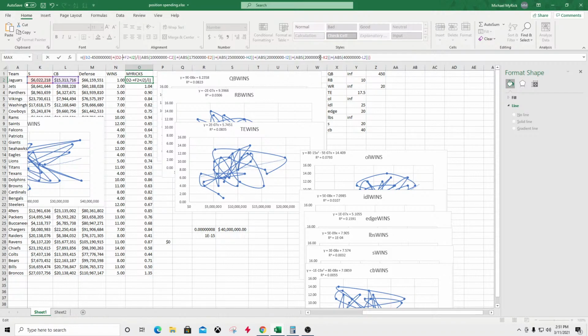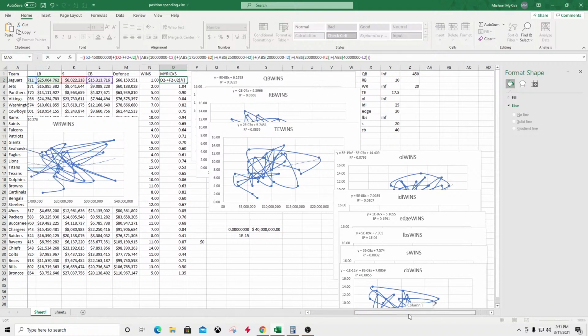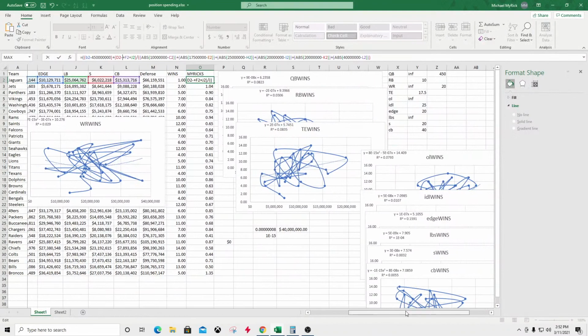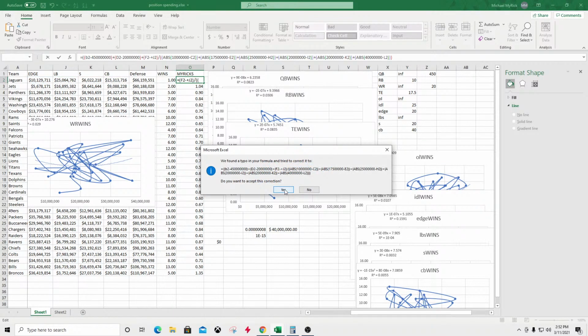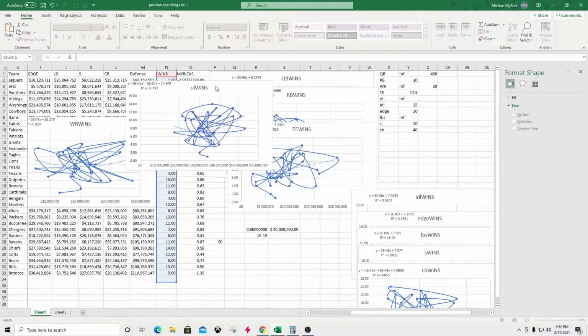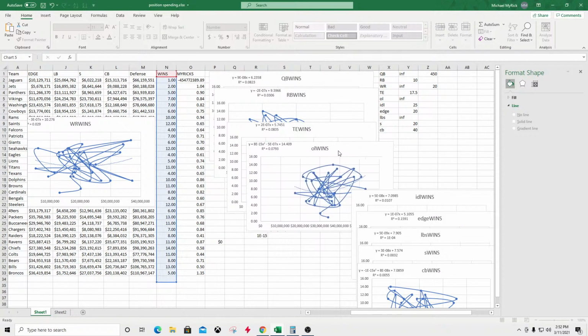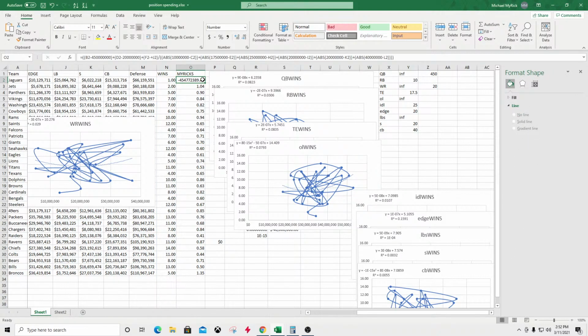D2 minus. D2 is probably the receivers. And the receivers, we eyeballed it at what, 20 mil? 1, 2, 3. 1, 2, 3. F2 minus. F2 is O-line. O-line, we eyeball. Uh-oh. No. What did you do? Okay, just do that. Yeah, this one's gonna be weird.